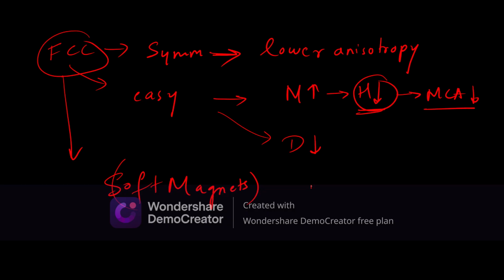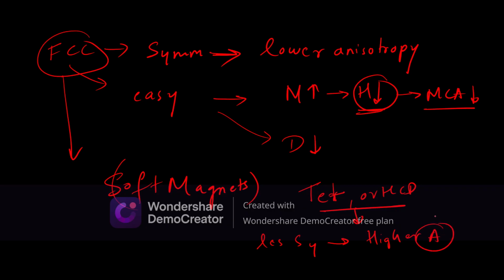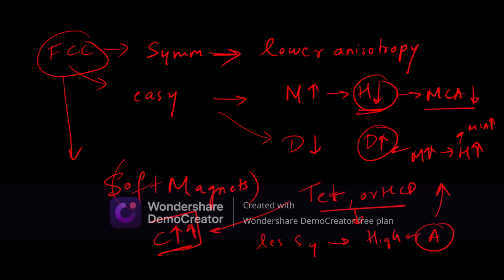But materials like the tetragonal crystal structure, or SCP, have very less symmetry. So they are higher anisotropic. And as they are higher anisotropic, they will magnetize with a higher H value because their MCA will be very high. But they will not demagnetize quickly. Their coercivity will be very high, and that is what we want to make hard magnets. So crystal structure plays a very important role in creating magnets.